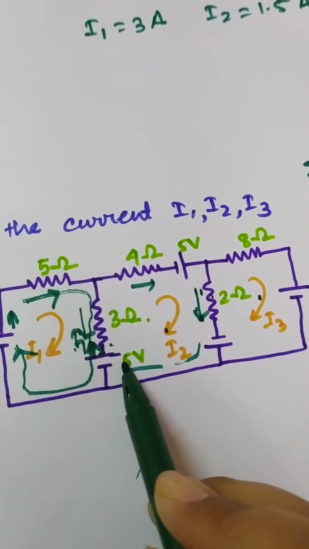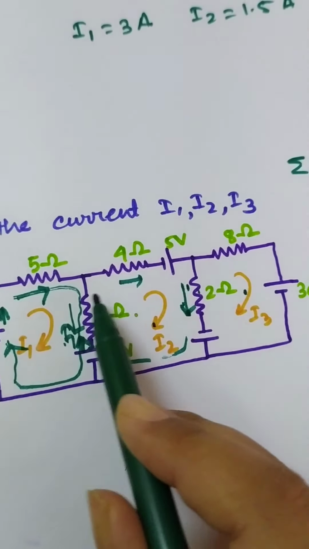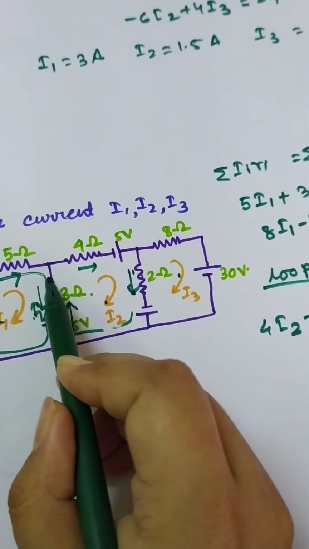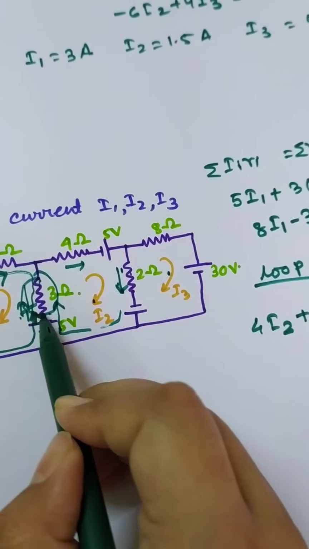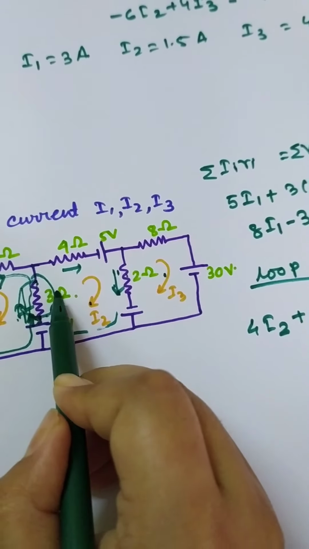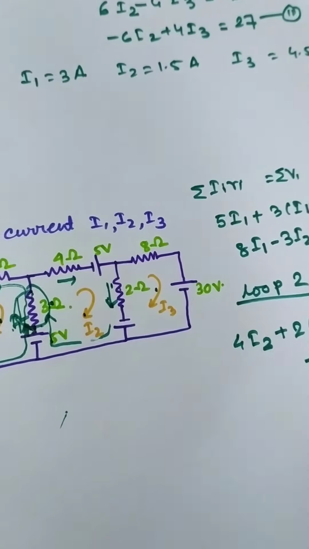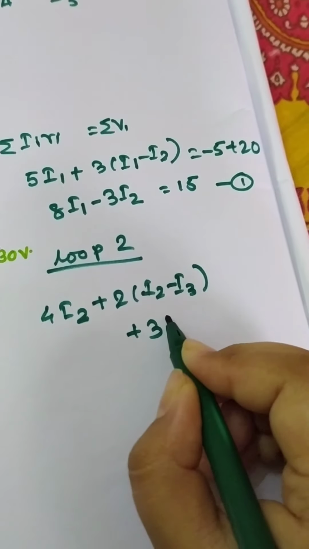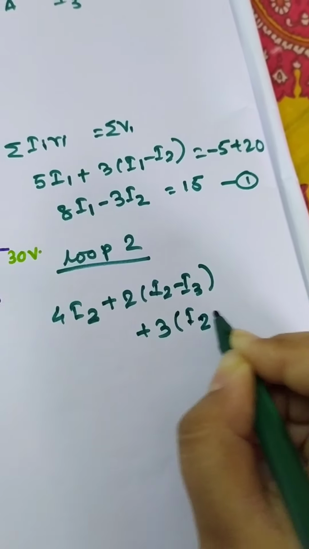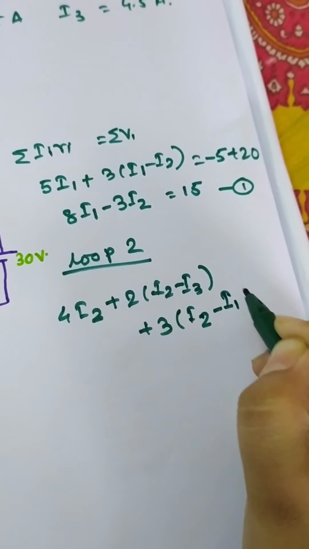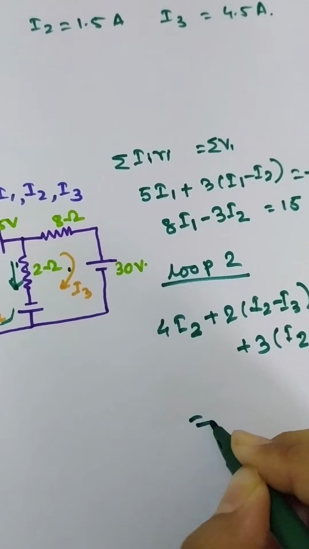Then in this way it is going in this direction. So to this resistance also 2 currents are corresponding, that is I2 and I1, sorry. As this is loop number 2, here also I2 will always be positive, so 3 into I2, and the other will be negative, then I2 minus I1, equal to the total EMF.